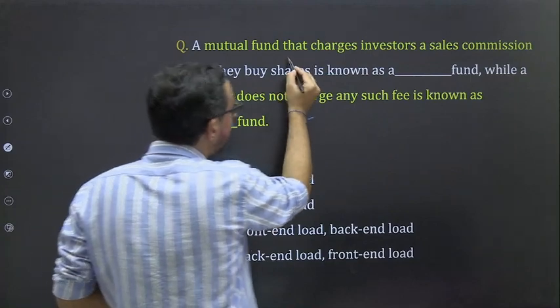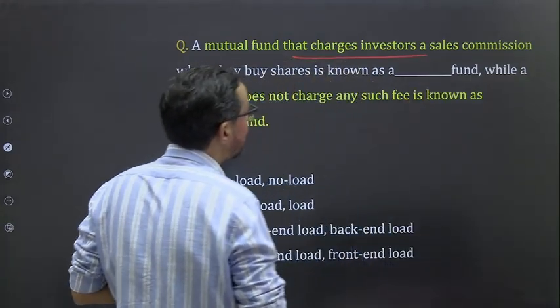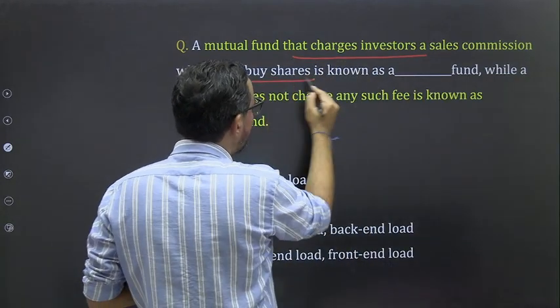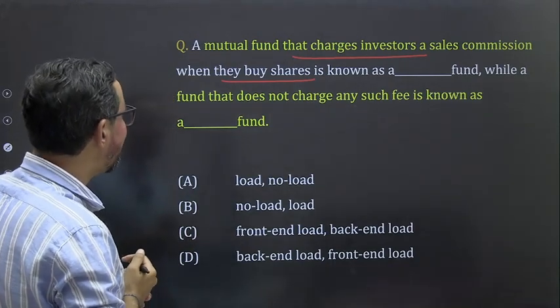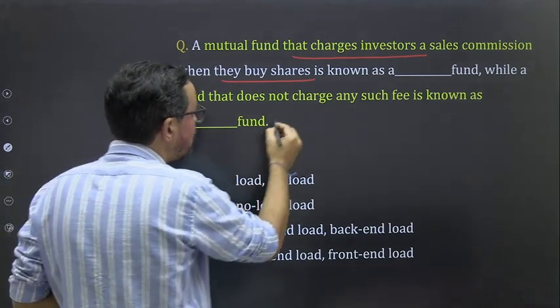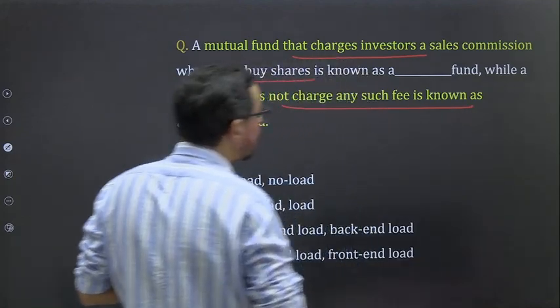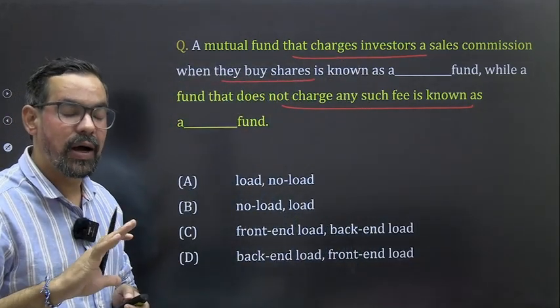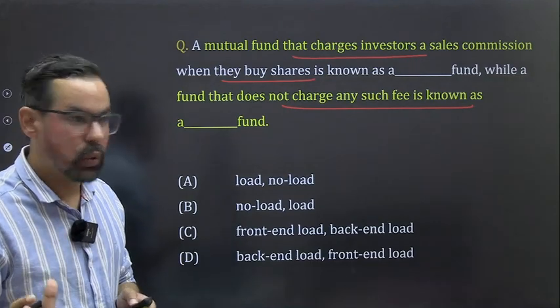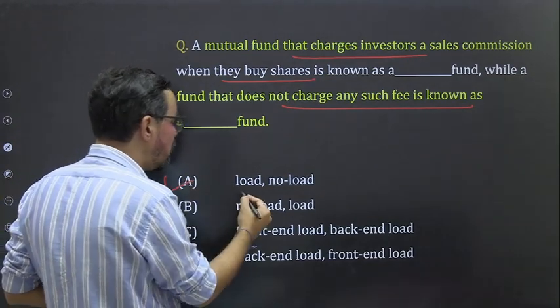A mutual fund that charges investors a sale commission when they buy a share is known as dash fund, while a fund that does not charge any such fee is known as dash. तो हम लोग इनको किस तरीके से कैटेगराइज करते हैं? आपका लोड एंड नो लोड, ठीक है. सो लोड एंड नो लोड, ठीक है. लोड क्या होता है आपका?